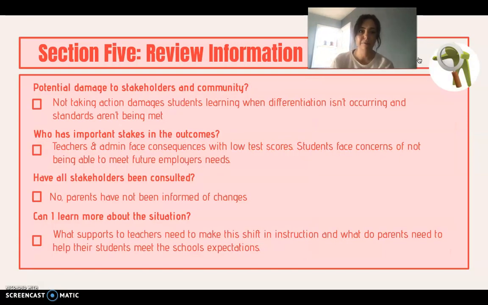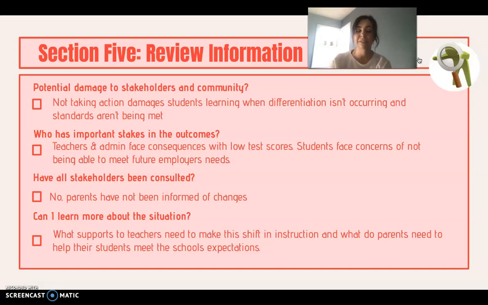So review of our information. So first of all, do we have any potential damage to the stakeholders and community? If we are not taking action, it damages students' learning when differentiation isn't occurring and standards aren't being met. So currently there is some potential damage. This may fall back on the district, therefore, on the administration and the teachers. If they're not differentiating and they're not meeting their needs, there are some damages that could occur from that to the students as well as to the people in charge.